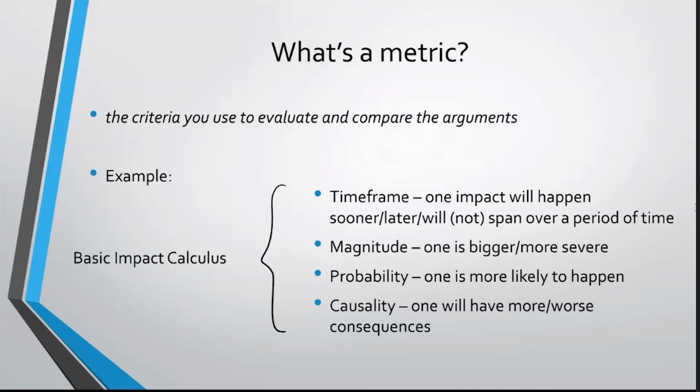So we have time frame, which is whether one impact will happen sooner, later, will or will not span over a period of time. Magnitude is whether one impact is bigger or more severe. Probability is whether one impact is more likely to happen than another or not. And causality is whether one will have more consequences or worse ones. It's always good to provide a reason for choosing a certain metric, and to choose a metric that also favors your own case.